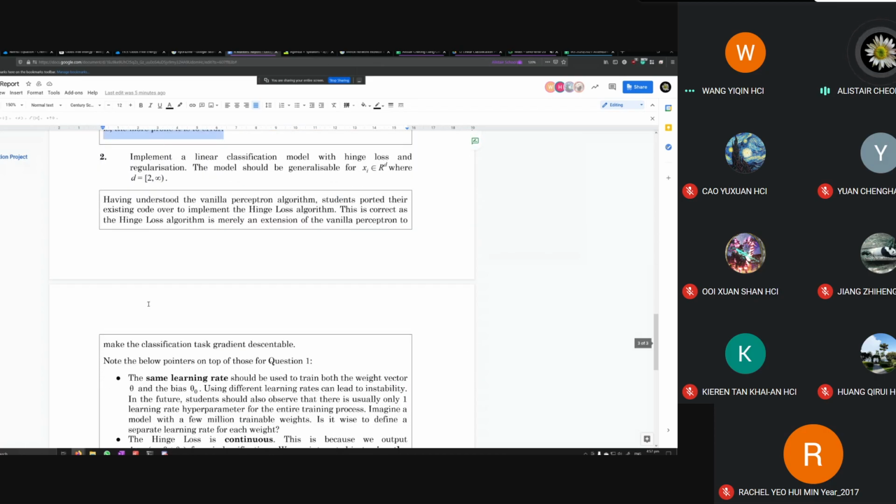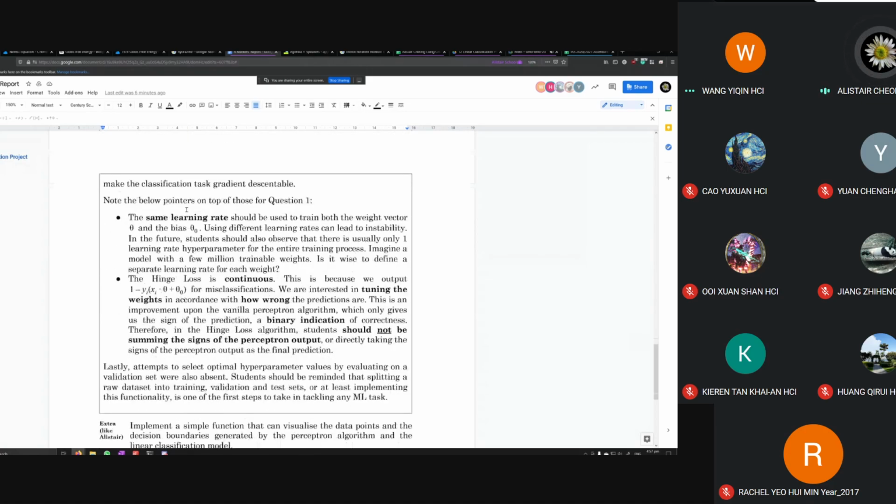Okay. Now we move on to the hinge loss. Almost all of you took your existing code for the perceptron and ported it over, and you made some changes to implement the hinge loss. This is correct because, as Itzy mentioned in the lecture, the hinge loss is just an extension, an improvement upon the vanilla perceptron. So this is the correct move.